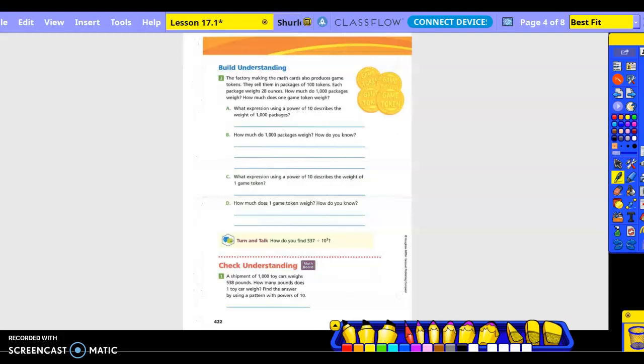Math Lesson 17.1 Part 2, Building Understanding. Number 3, the factory making the math cards also produces game tokens. They sell them in packages of 100 tokens. Each package weighs 28 ounces. How much do 1,000 packages weigh? How much does each game token weigh?